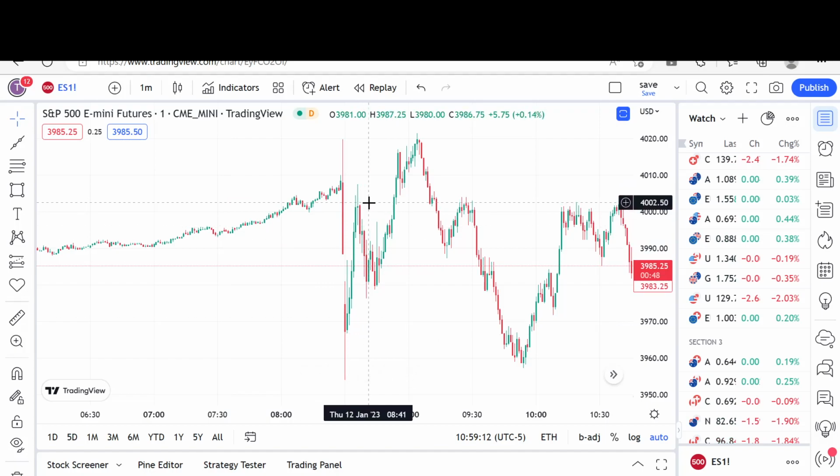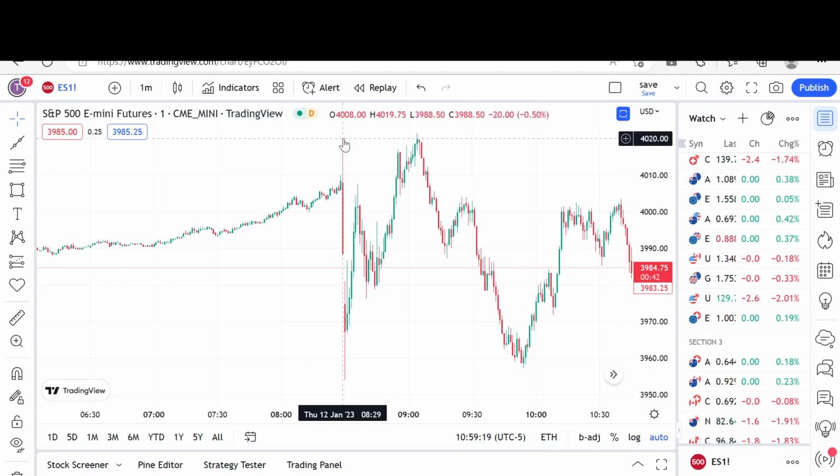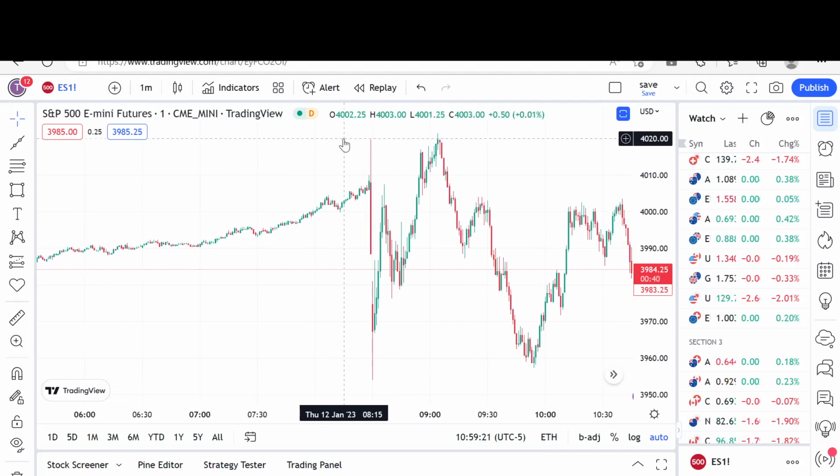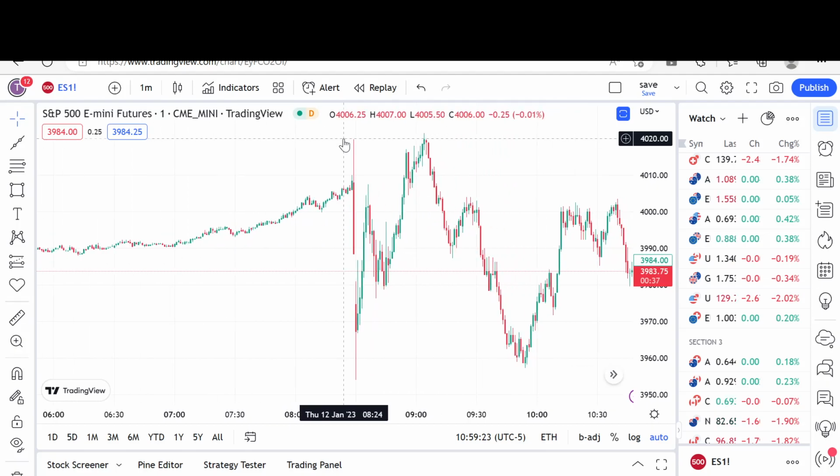After it did that, you got your move up higher, confirmation, you get your pullback down into a discount, and then you could have targeted these buy stops here. So just a really clean play this morning on ES.